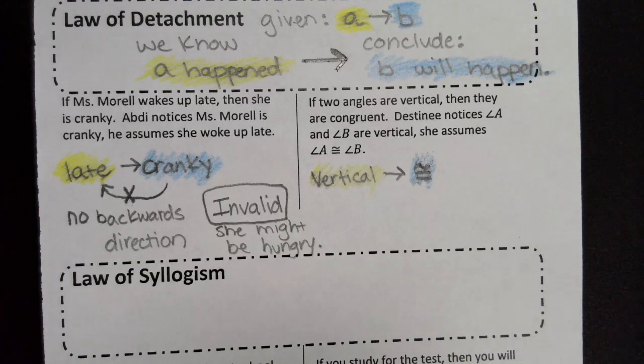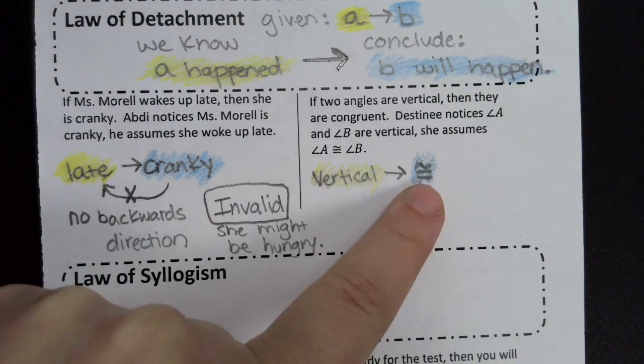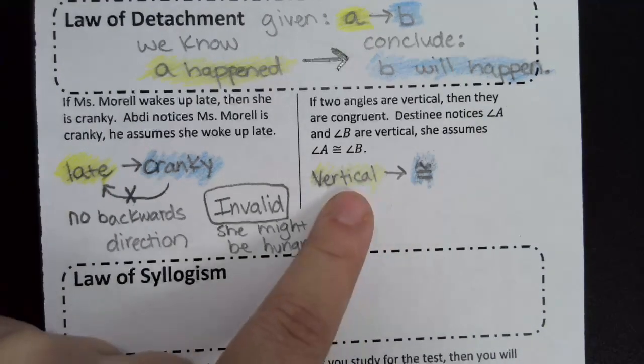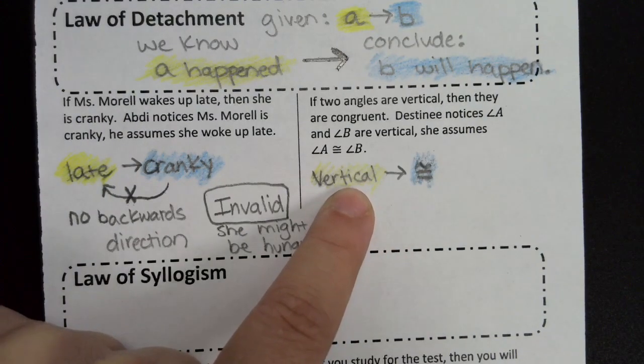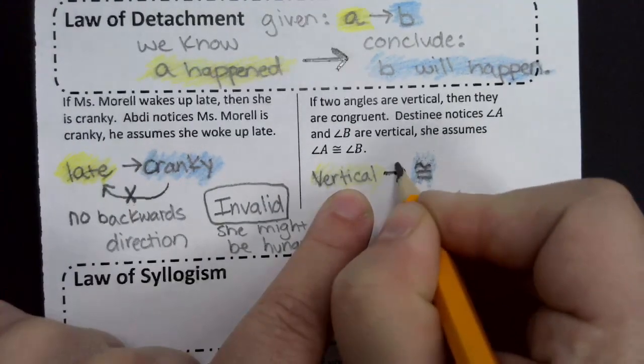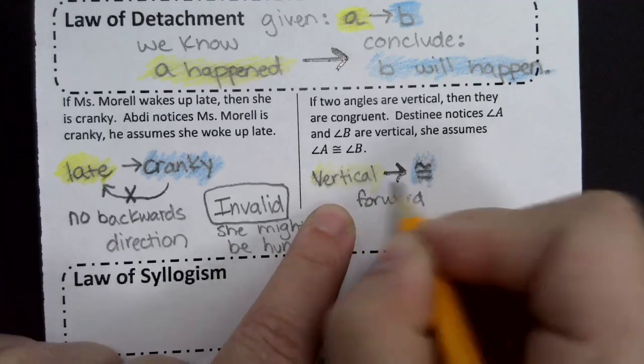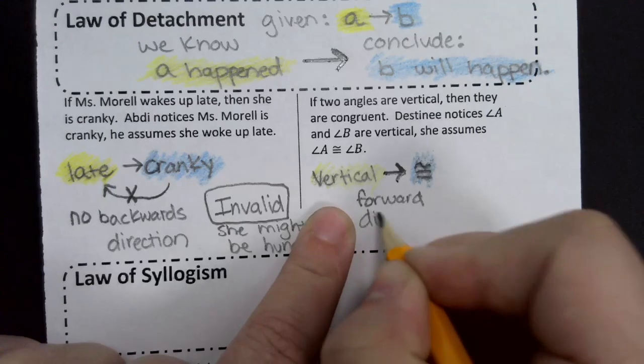So now we're watching this reality show about Destiny. Destiny goes to geometry class. It's interviewing her. She's in her confessional. She's like, I noticed those angles were vertical, so I knew that they were congruent. Is she right or is she wrong? Did she notice the hypothesis first or the conclusion? She started with the hypothesis. So did she go then to the conclusion? Yeah, she said they were congruent. So this is our forward direction. She started with vertical and she went to the congruent. It was a forward direction.